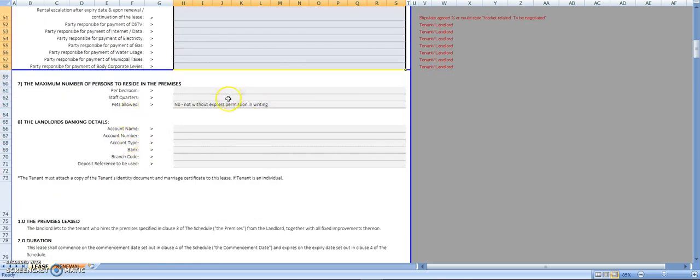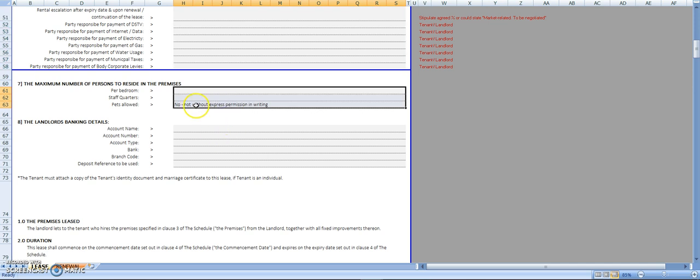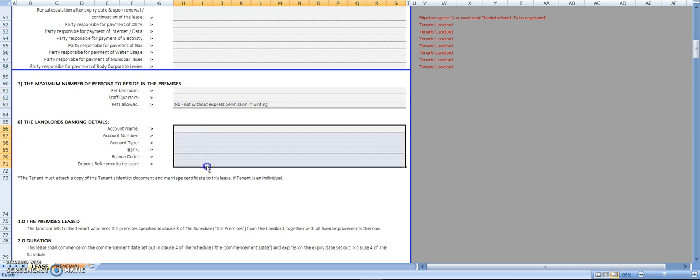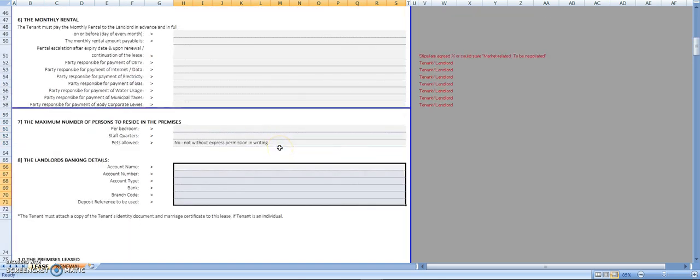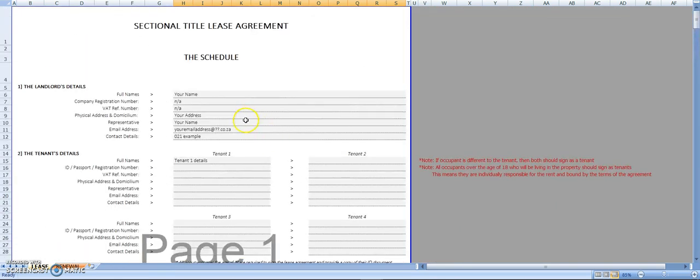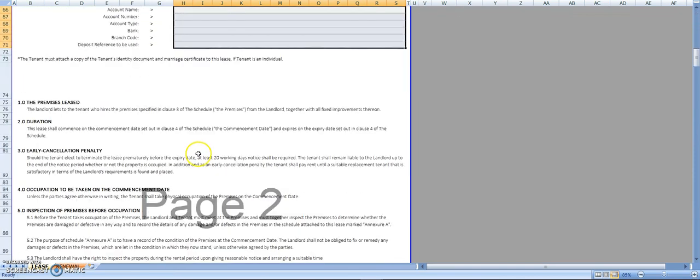Then moving on to the next page, you would populate the maximum number of persons who are allowed to reside in the property, whether pets are allowed or not, and the banking details of the landlord. And that's really it. Once you have populated that information, you simply print out the lease agreement.